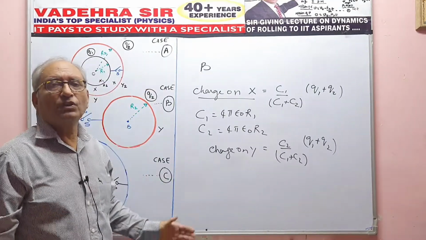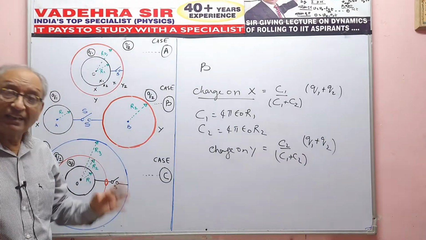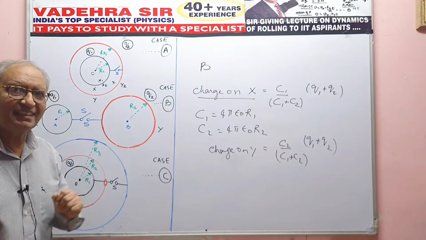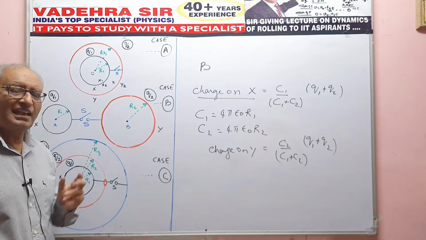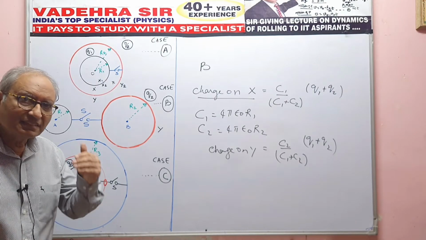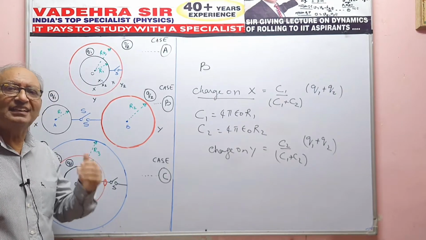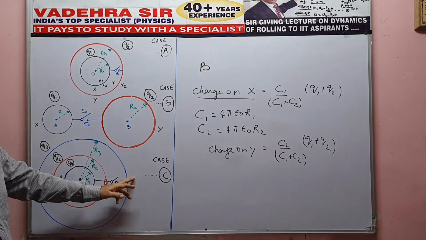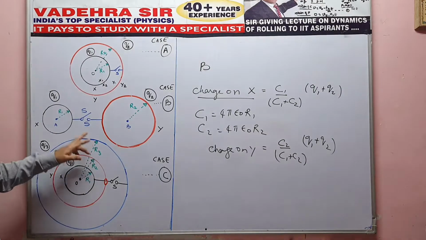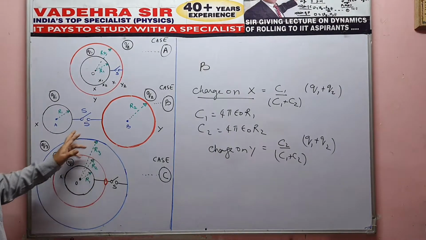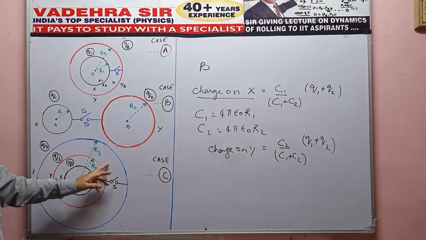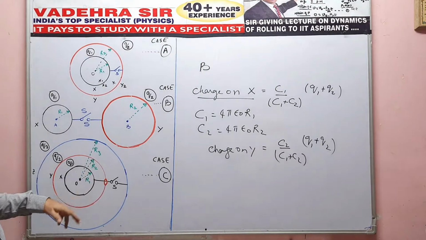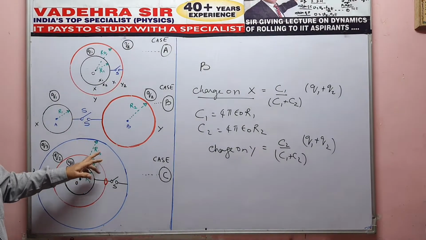Now I will move on to the case C. Now this is interesting, a little tough and more interesting problem. The main utility of this particular video is actually the case C. In the case C, I've got three concentric spheres, X, Y and Z, with a common center, so radii R1, R2 and R3.